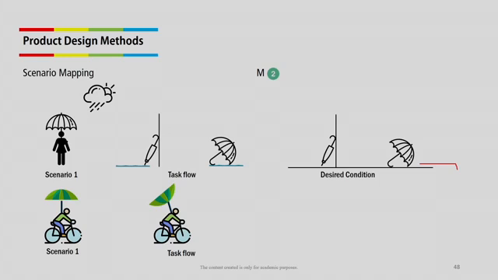Another scenario is when we are cycling and also holding the umbrella. Because of the wind, the umbrella most of the time gets inverted. So, what is the desired condition and what is the desired product? This is also another tool in the analysis phase.